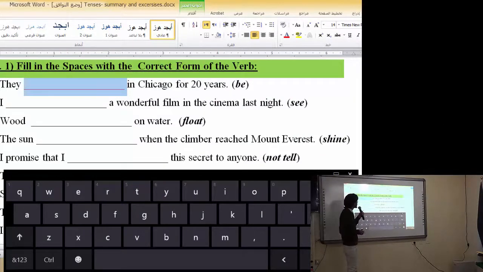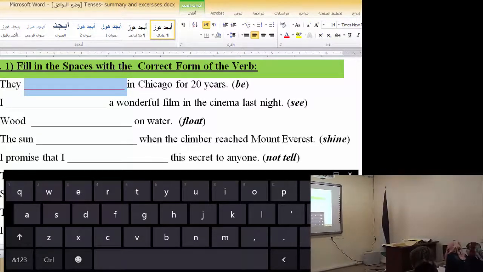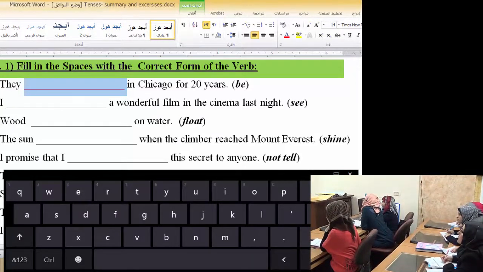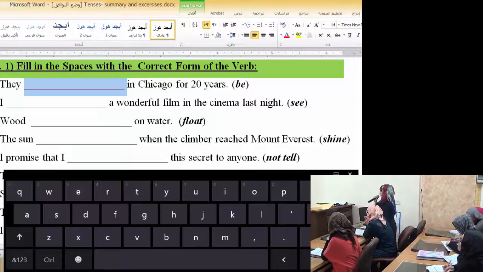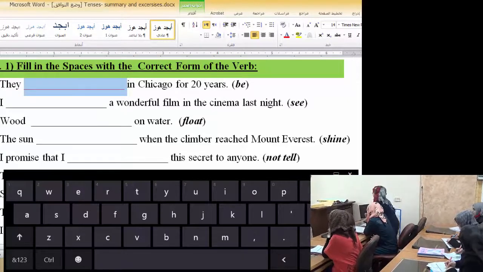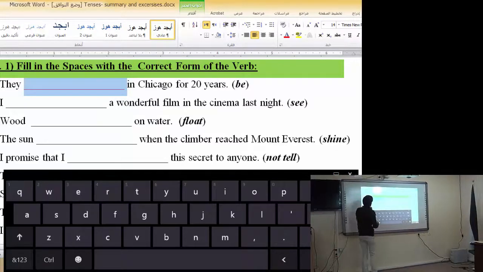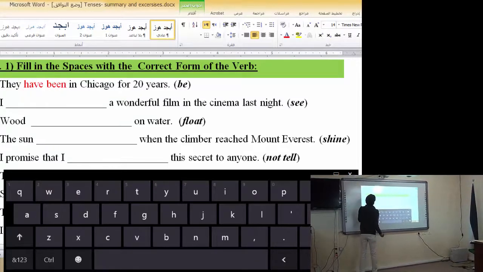Okay, fill in the spaces with the correct form of the verb. 1. They in Chicago for 20 years. Who would like to answer? They have been in Chicago for 20 years. Good job. They have been in Chicago for 20 years. Excellent.